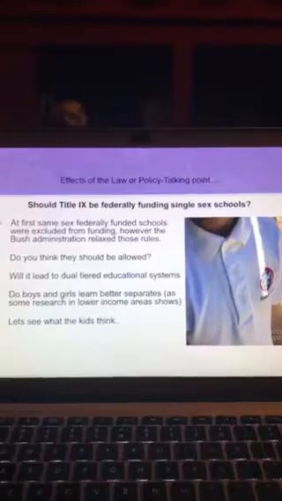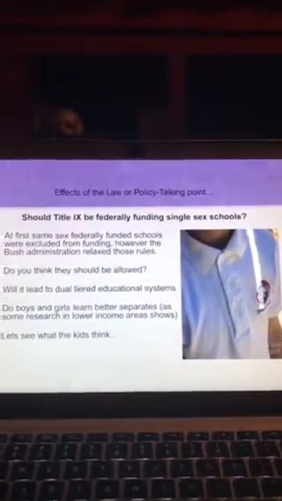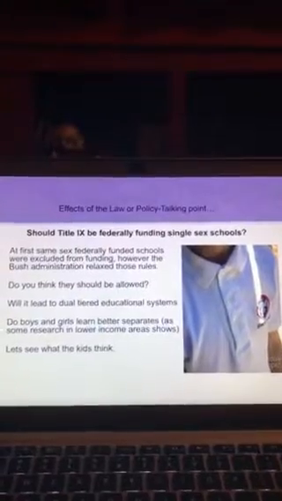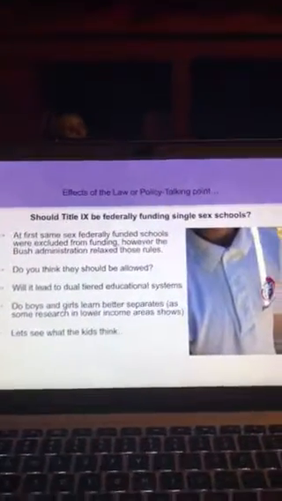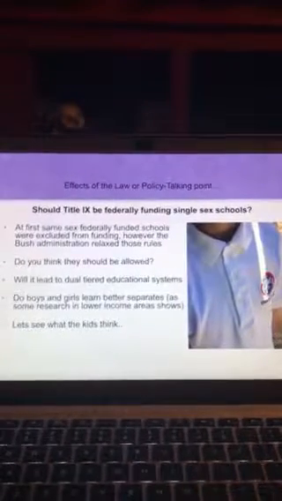One of the questions, though, that came up is, should Title IX be federally funded single-sex schools? Now, at first, it refused to fund single-sex schools, and then around the Bush period, that was relaxed. So it's quite a debate around that right now.